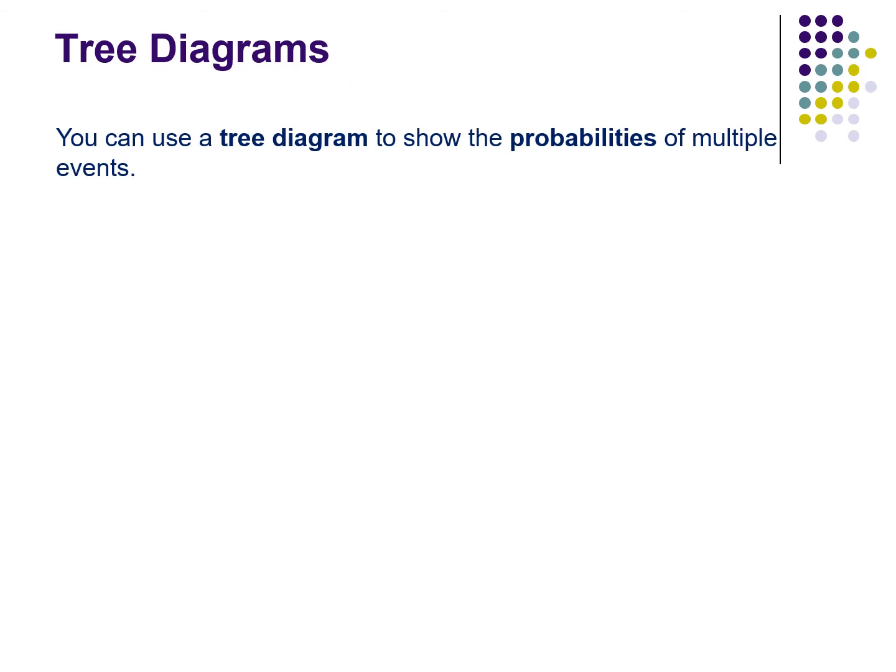So the difference with the tree diagram is that rather than showing frequencies like a frequency diagram, it has probabilities along its branches. Now there are some rules for our tree diagrams, so before we start drawing some, we'll just have a look at what the rules are for drawing them. You write these down and then you can remember them.